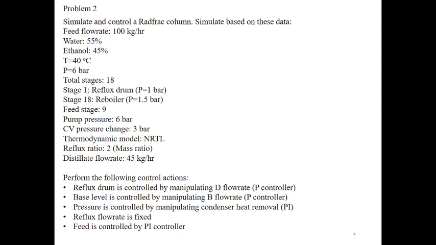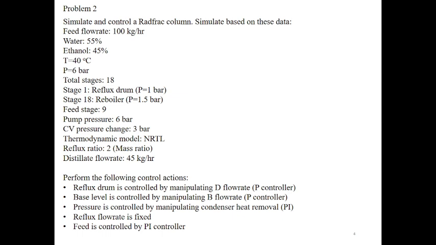The temperature of the feed is 40 degrees Celsius. The pressure is at 6 bar. Total stages is 18. Stage 1 is the reflux drum. The pressure is given as 1 bar. And stage 18 is the reboiler and the pressure is given as 1.5 bar. The feed stage is stage 9.